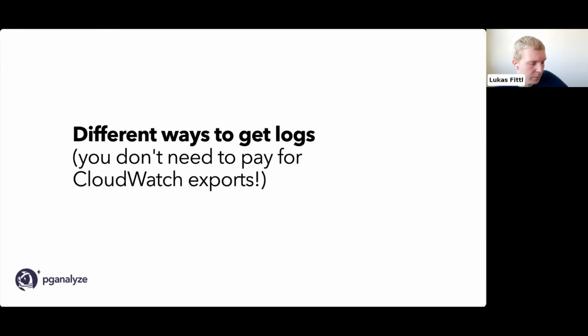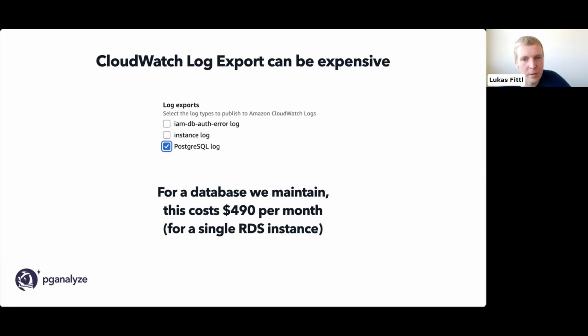The other thing I've run into is that there are different ways to get logs. And the one thing I'll tell you here, just because a lot of people don't know about it, is you don't actually need to pay for CloudWatch log exports if you know about it, right? When you have a Postgres RDS or Aurora database, there's a choice you have when you provision it or when you modify it. It says, which logs do you want to publish? And you can choose whether you want to publish the Postgres logs and some other secondary logs.